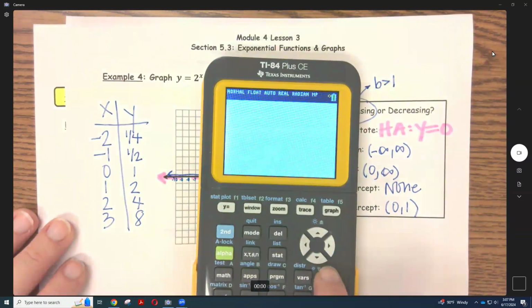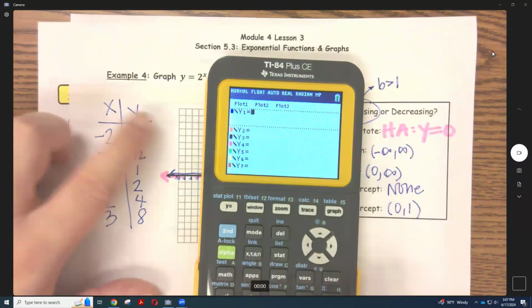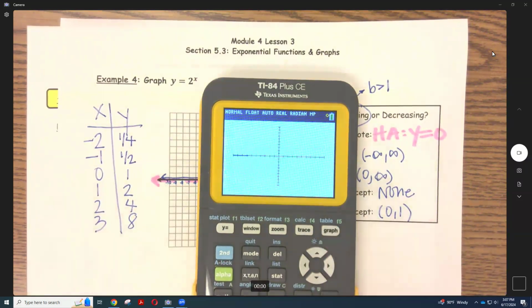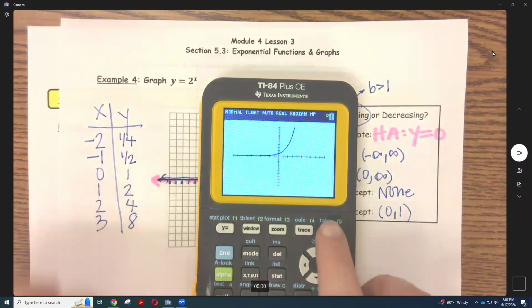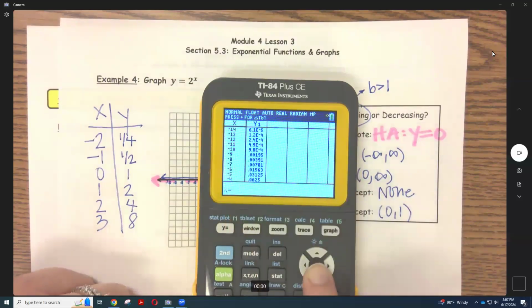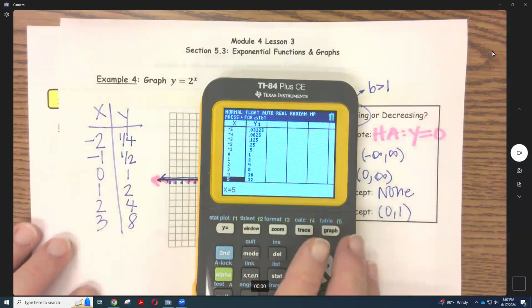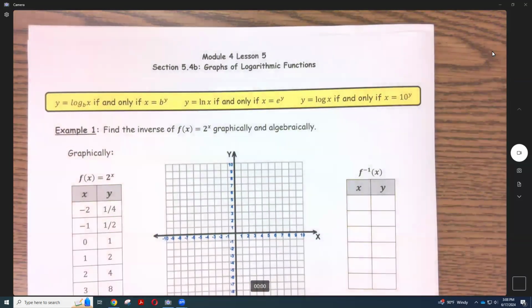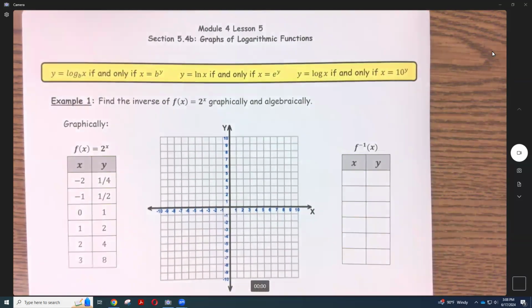And as a reminder, you can just punch that in, 2 to the x. There's your graph. And then go to table to get some values here to plot, right? But we've already done this, so I'm not going to spend a lot of time on that. So those values are already here. So let's graph these.